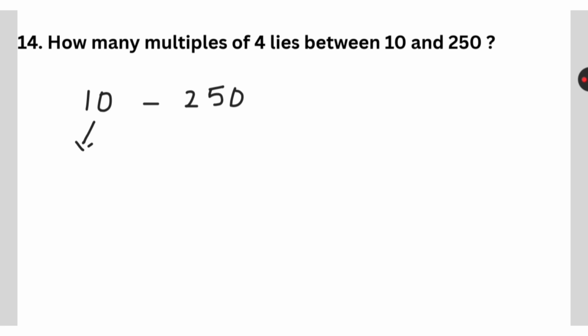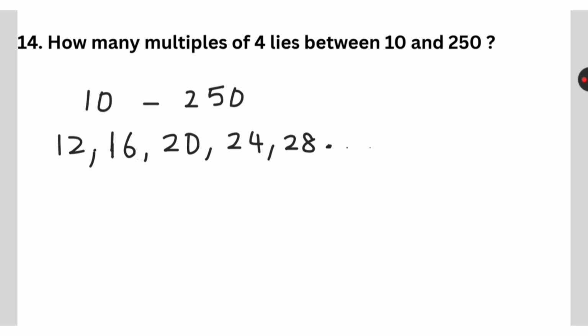10 is not a multiple of 4. Then after 10 comes 11. 11 is also not a multiple of 4. Then 12. This is a multiple of 4, isn't it? 4 times 3 is 12. So that means our first number is 12. Then 4 4s are 16. That is the next number, the second number is 16. The third number is 20. Then 4 6s are 24. 4 7s are 28. And go on up.